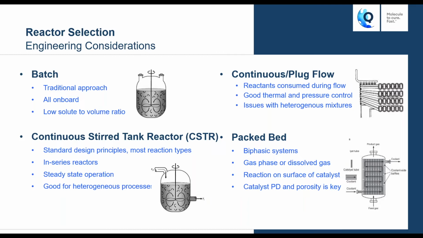We can also look at continuous stirred tank reactors, which work under the same principles as traditional batch reactors, but instead they're typically smaller and work in series, often used in steady state. They're pretty good for things like heterogeneous processes where you can transfer your reaction between multiple vessels without having to stop the process and offboard solids.